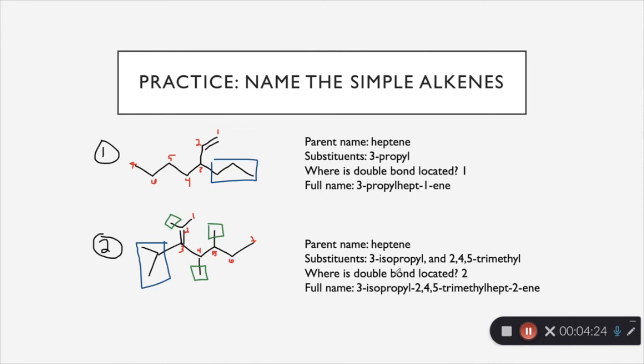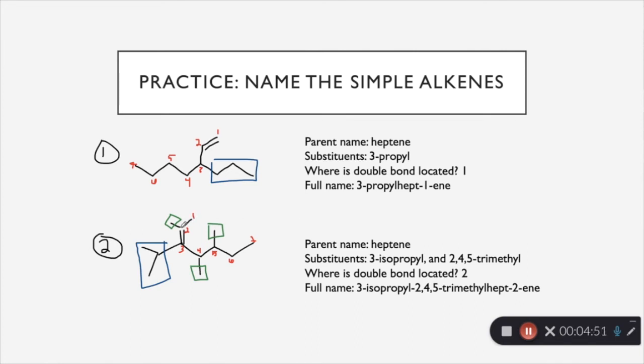So we have, and I went ahead and put them in alphabetical order, the first one I wrote down is 3-isopropyl. Remember, that's the common name. 1, 2, 3. Here's the isopropyl. And then we have 3 methyls. So it's going to be 2,4,5-trimethyl. And then where does the double bond start? It starts on carbon number 2.